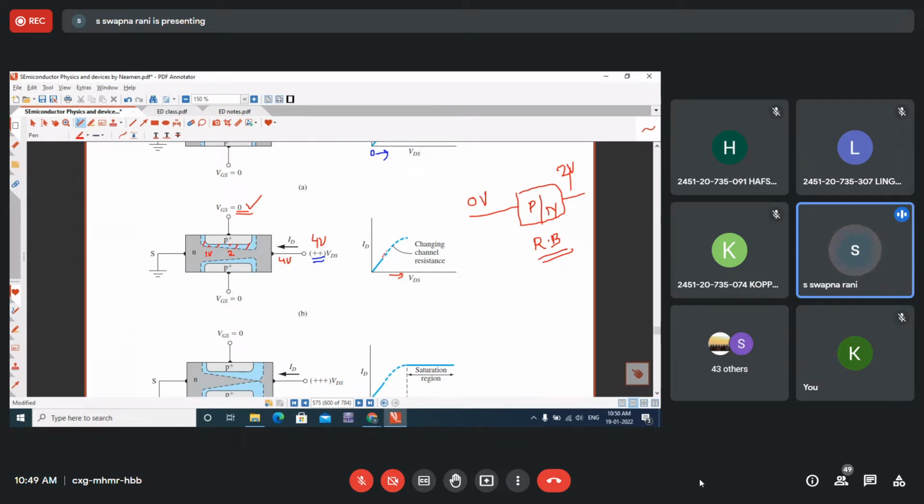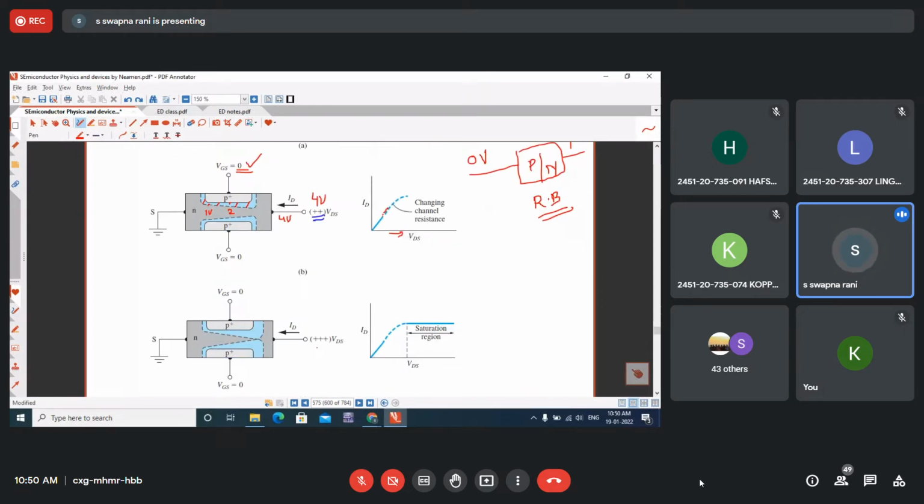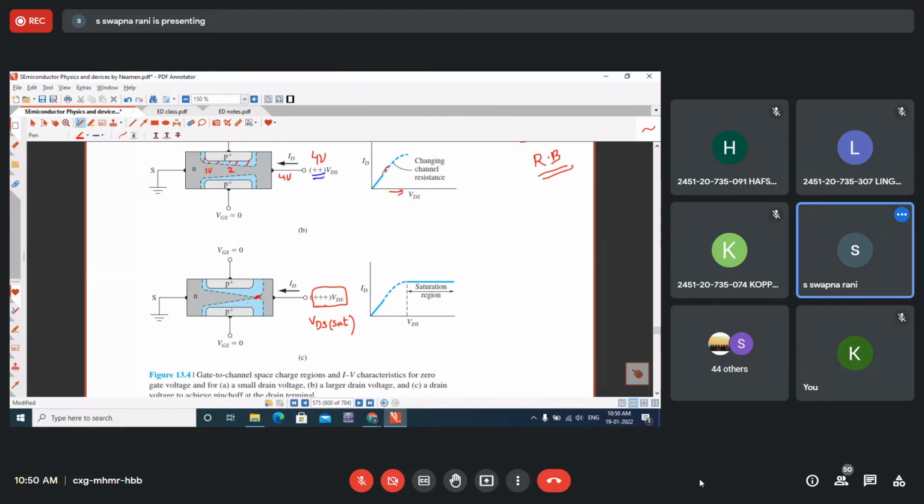So the rate of flow of the charge carriers decreases. Therefore, compared with the previous, the slope will be decreasing. Now, if you further increase this VDS, at one particular voltage called VDS SAT, these two wedge-shaped depletion regions will merge at the drain end. At this VDS SAT, we call it the saturated drain source voltage.